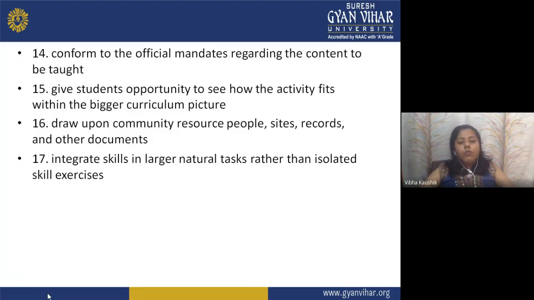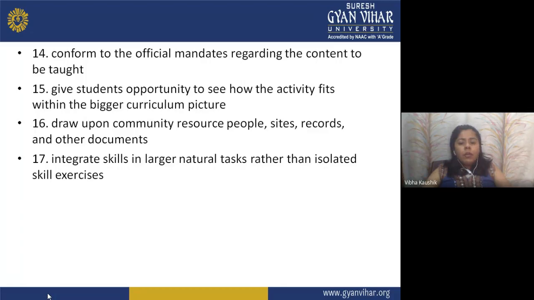Conform to the official mandates regarding the content to be taught, which type of content should be delivered to the students. Give students the opportunity to see how the activity fits within the bigger curriculum picture. It means you are giving students an opportunity to see for themselves how this activity fits in the bigger curriculum picture. If you want to achieve your goals and objectives related to that particular curriculum, then how will that activity be helpful for you.